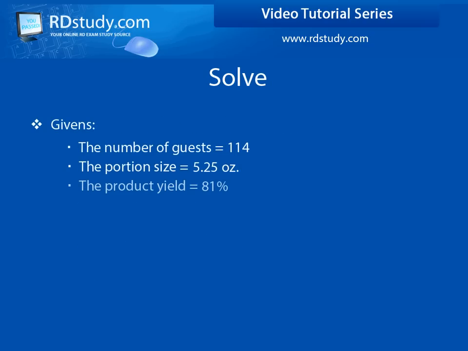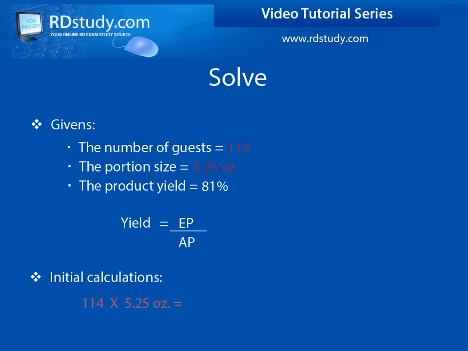Here are the givens. Remember the formula. Yield is equal to EP divided by AP. Let's do some calculations. First, multiply the number of guests by the serving size, which is in ounces, to determine how much EP is needed. So 114 times 5.25 equals 598.5 ounces. Since we need it in pounds, divide by 16 to get 37.4 pounds.